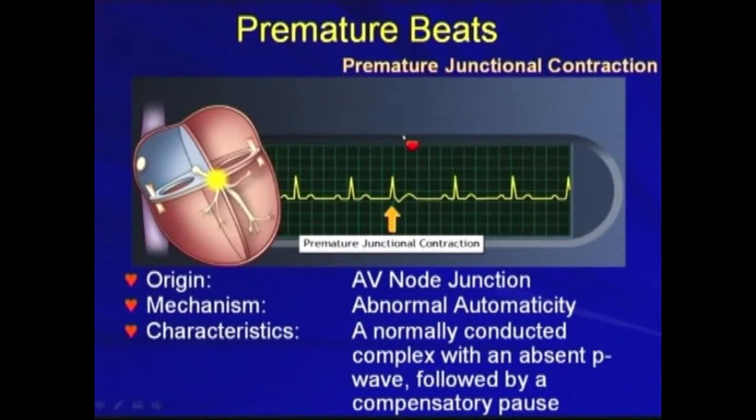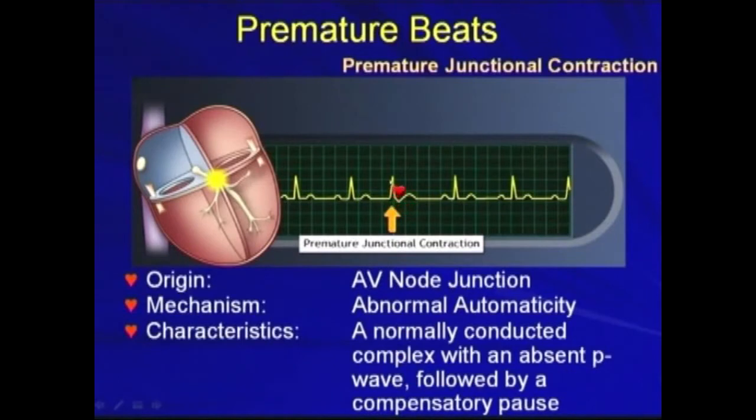The premature beats may also come from the atrioventricular junction. So here is an example of the premature junctional contraction. It originates from the AV nodal junction, and again, it's due to abnormal automaticity. This is a normally conducted complex with an absent P wave.